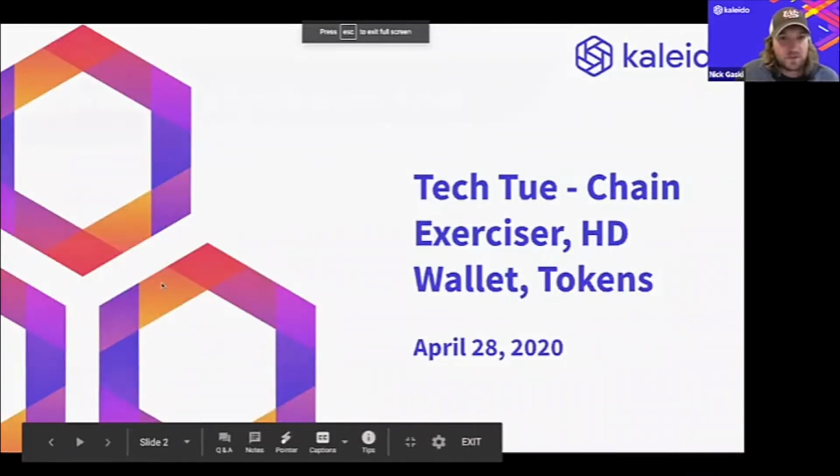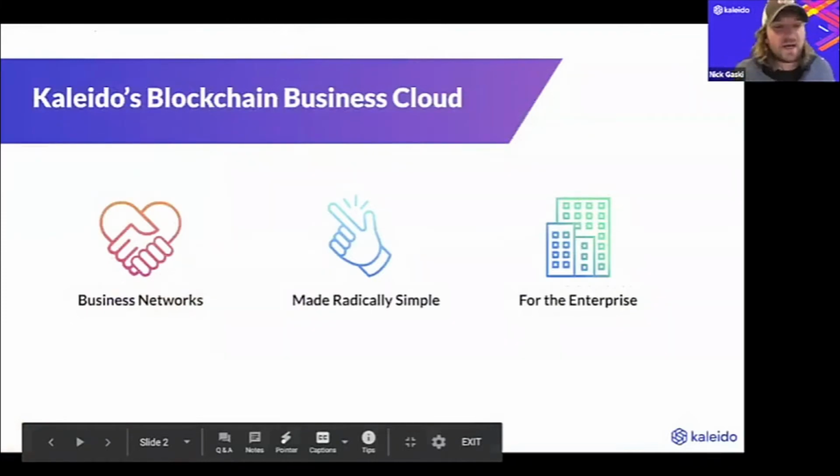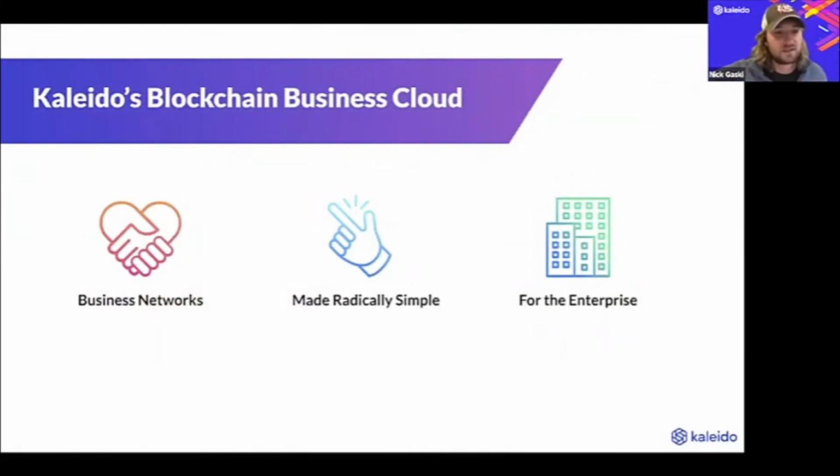So here we go. Three high-level characteristics really define Kaleido. Built for modern business networks, use case and industry agnostic. We have production clients spanning supply chain, capital markets, entertainment, real estate, etc. Radically simple in a lot of different manners, at the blockchain layer, the services layer, and the transaction layer. We'll see that both with this sample exerciser and with the REST API gateway.